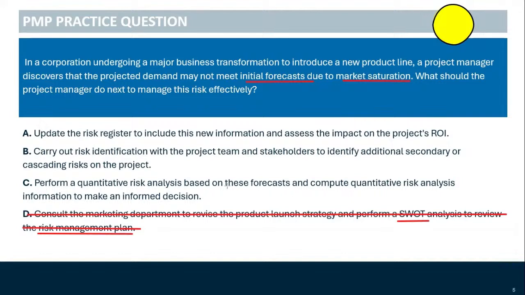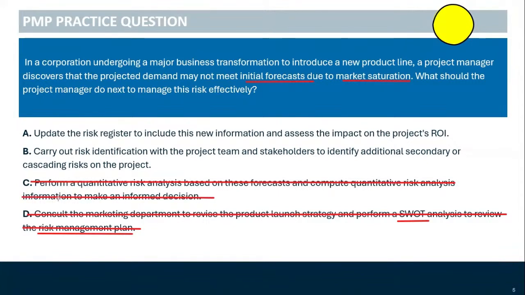Let's go to C. Perform a quantitative risk analysis based on these forecasts and compute quantitative risk analysis information. Well, first and foremost, we've found a risk. We're not going to jump straight into a quantitative risk analysis, and we're not going to immediately compute quantitative risk analysis information. Instead, it would make sense to do some qualitative risk analysis, but that will come on the heels of at least putting that in the risk register. So C is not the best option. We're going to cancel that.